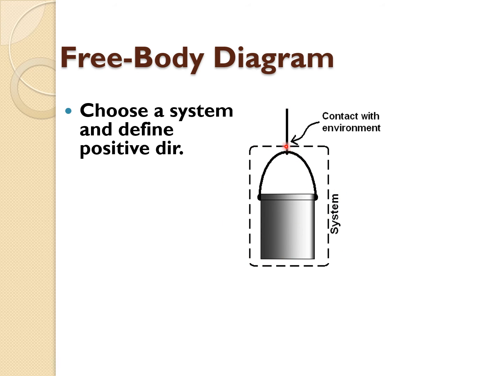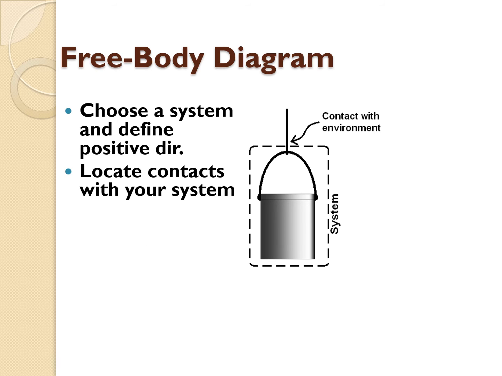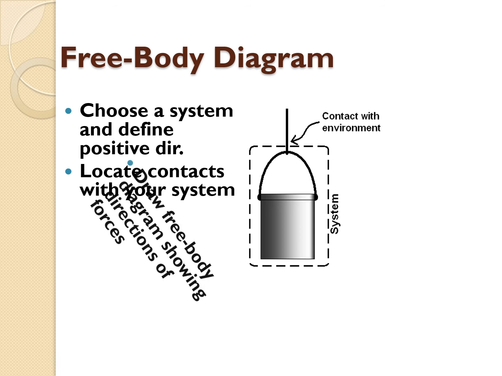And as you can see, there's a contact force with this bucket. There's the force of tension pulling upward. But there's also a field force, since I'm dealing with the surface of the Earth, and the field force has gravitational force downward. So the positive direction we're going to say is upward, and then the negative direction is going to be downward. And then we locate the contacts with our system as well as the field forces acting on our system. Now the most common field force we're going to be dealing with is the force of gravity.